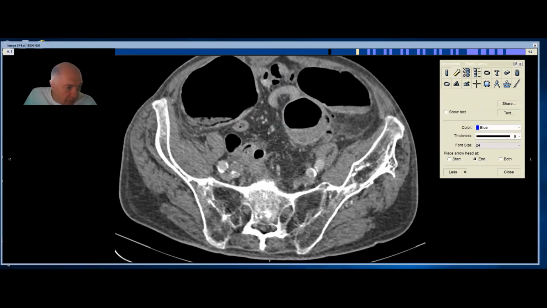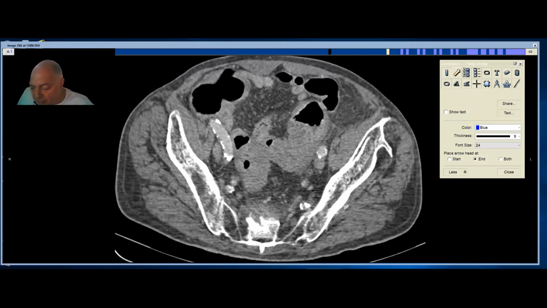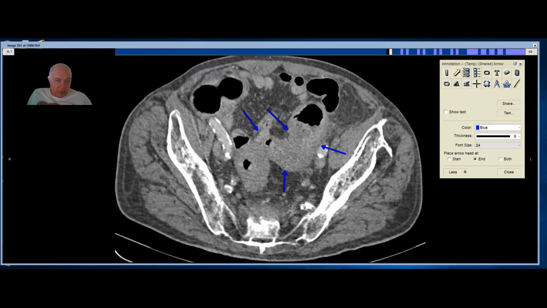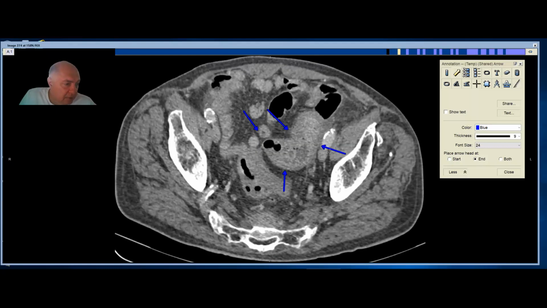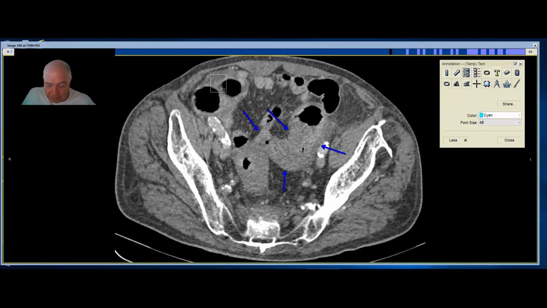If we go further down into the pelvis, we come to the point of obstruction, which is in the sigmoid colon, as we suspected on the X-ray. So you see the colon in this region is very distended and inflamed. There's a lot of streaking of the fat planes around it. So this is probably a diverticulitis.